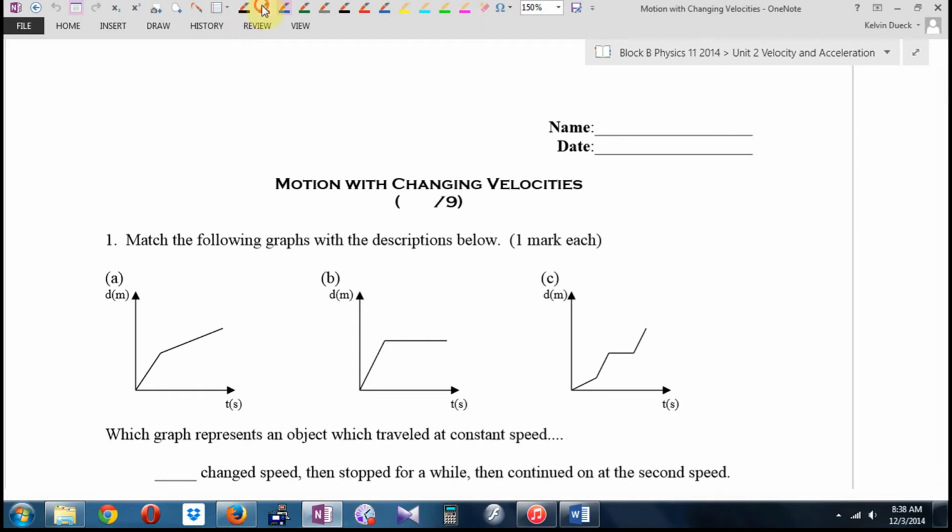Later, I told him. Motion with changing velocities. Oh, let's add my favorite student here, good old Anne. For those of you that were away, you can mark this at home.